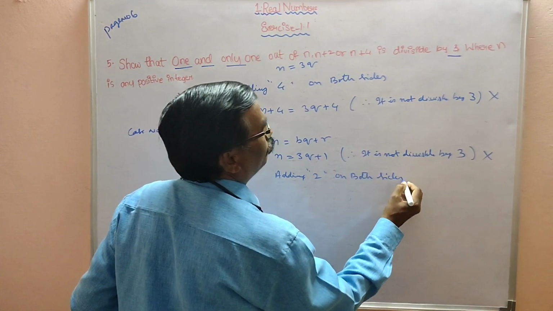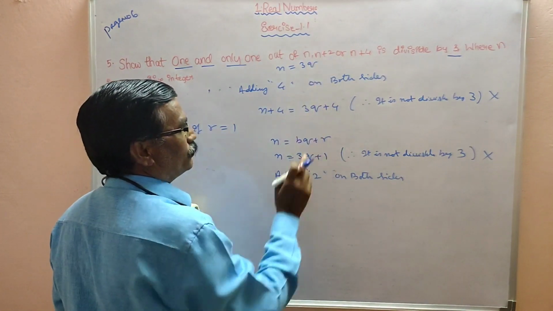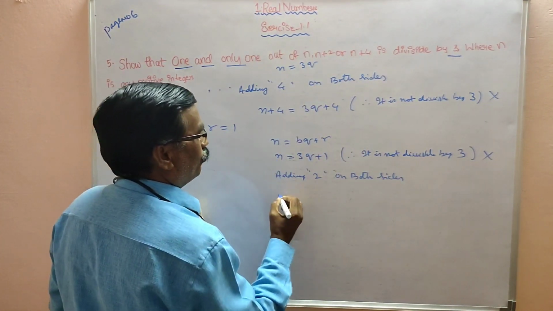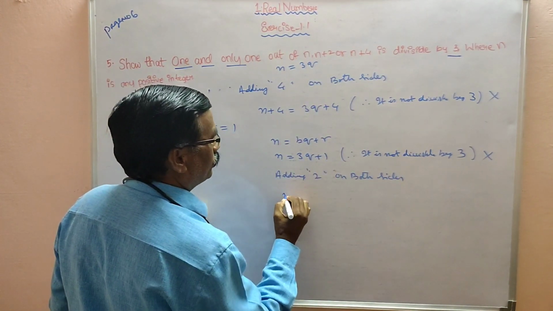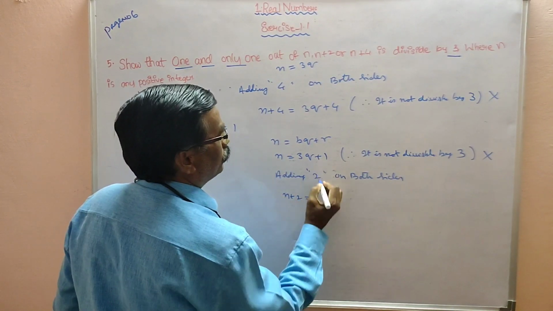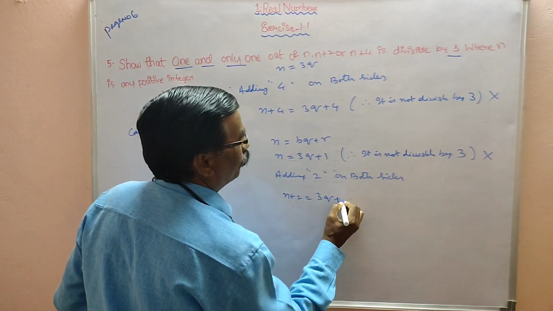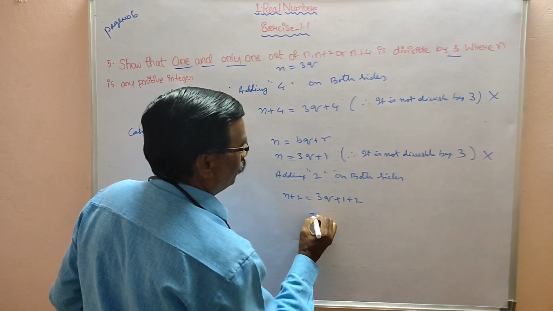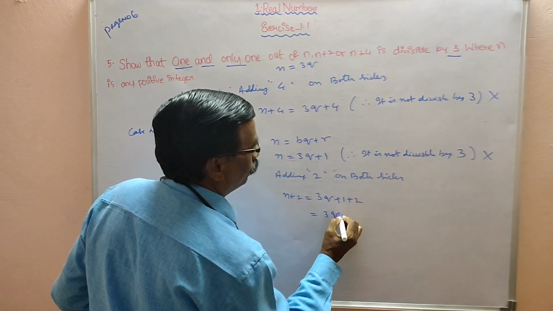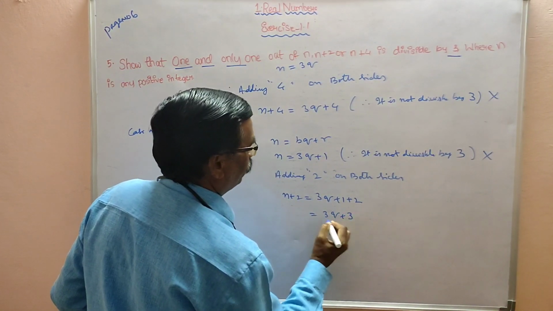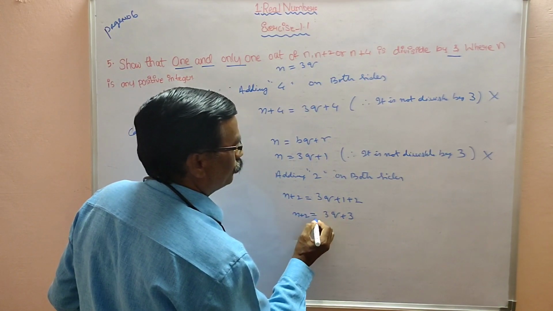Why adding 2 on both sides? Here n plus 2 is there, so adding 2 on both sides. What will come here? n plus 2 equal to 3q plus 1 plus 2. So this is 3q plus 2 plus 1, which is how much? 3. So n plus 2 equal to 3q plus 3.